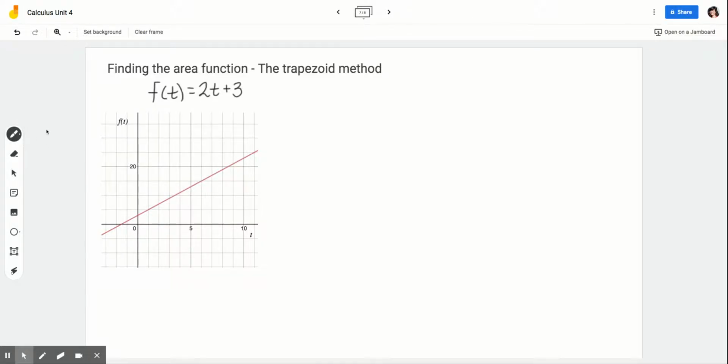All right, in this video, we're going to find the area function using the trapezoid method. To be clear, the trapezoid method is only going to work for a linear function, because a linear function has an area, when you make the area with the bounds and the x-axis, where the shape that is formed is a trapezoid. So this method would not work if you had a parabola or a log function or a sine wave, really any other graph.